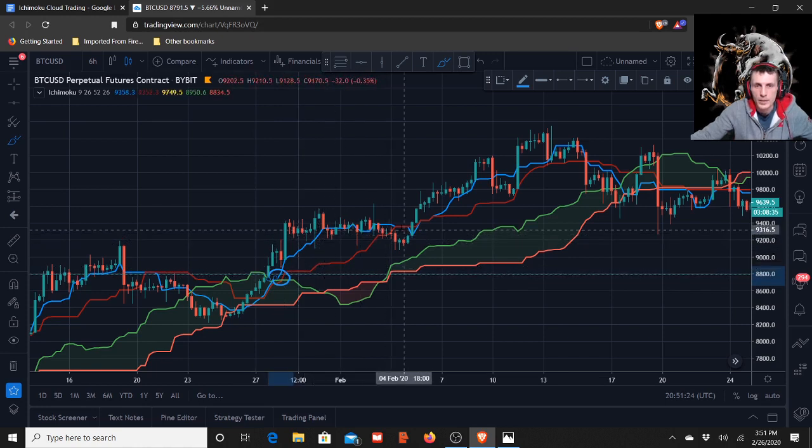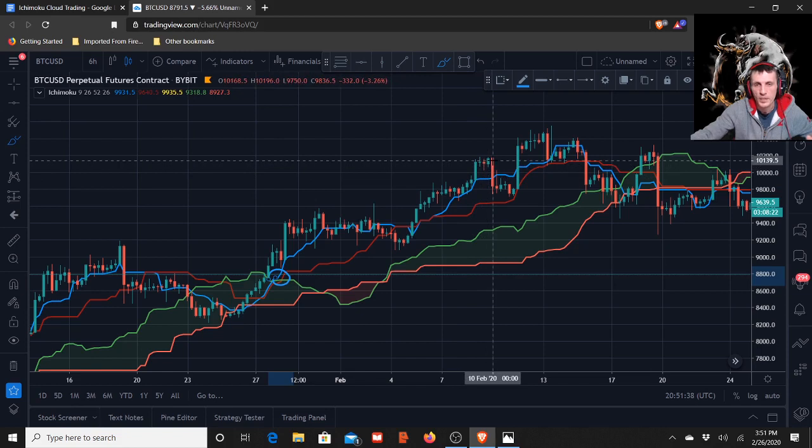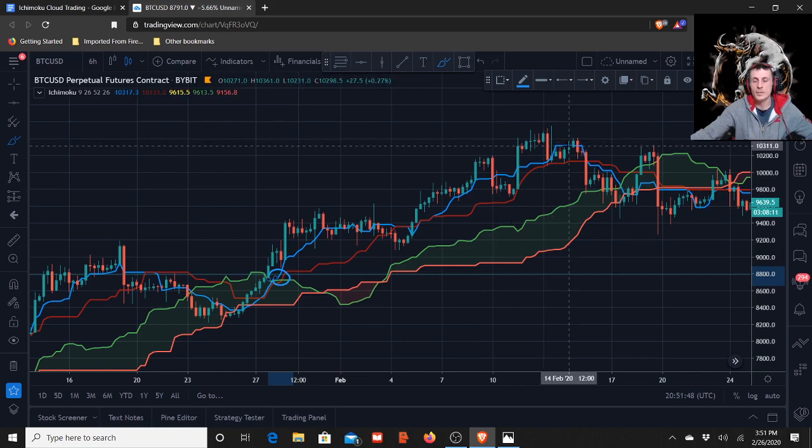and actually you probably would have exited here because we did cross under the line and we closed, but then we had another crossing here with the two lines, and we were still above the cloud, so you could have taken a long entry again, and then on this candle it came down, crossed your blue line and closed, so you would have exited. Okay, and you're thinking, well, we missed all this. Well, yes, you can't overtrade, and you'll want to lock in profits for sure.